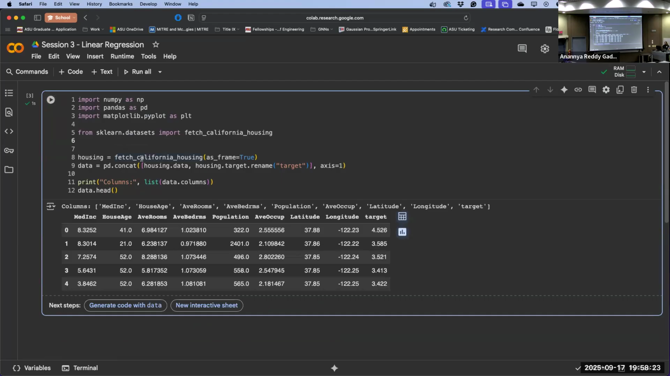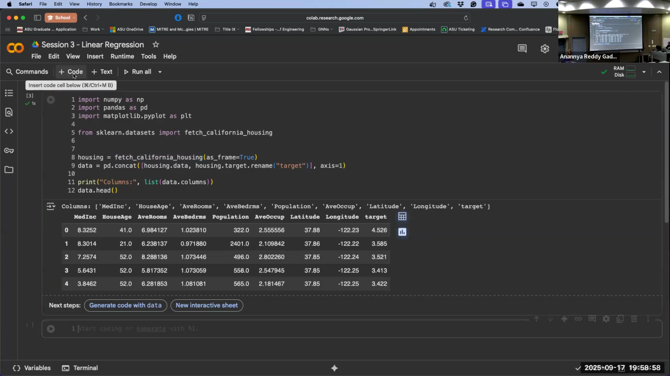If you run this cell, you can see the table, which has many inputs like median income, house age, rooms, bedrooms, and so on. The target is the price of the house we are predicting, using the median income. So that's how this cell works. Now we just have to go to the next cell to get to the next part of the coding.